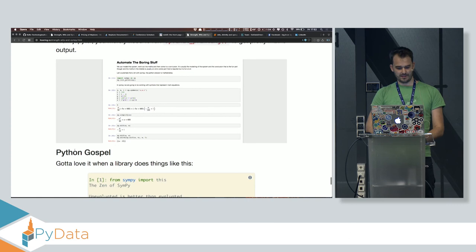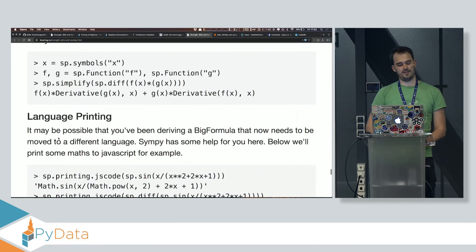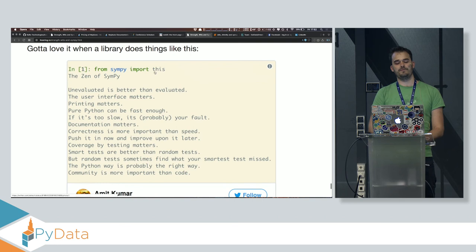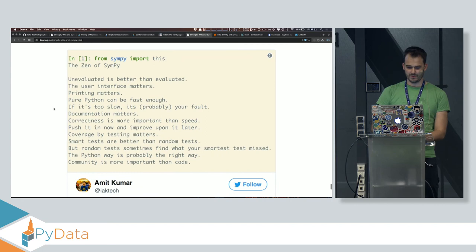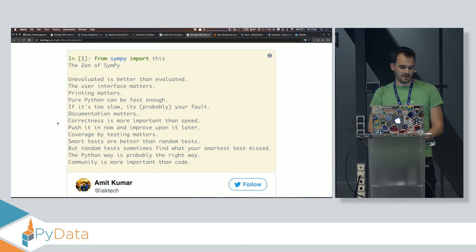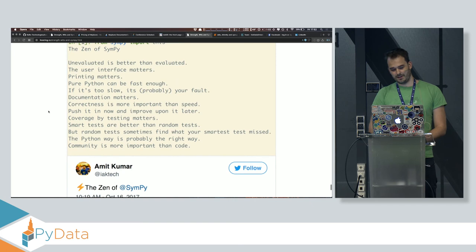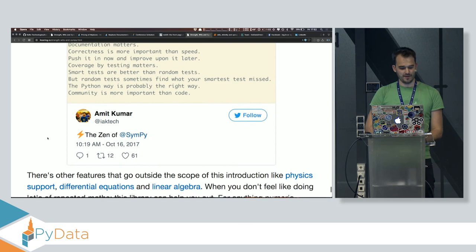You can even have the language be outputted so you get code out, and the pretty LaTeX stuff that I showed you. Another feature that I really, really like is the committers of this package have recently put something up. So if you're in SymPy and you say from SymPy import this, you will get something called the Zen of SymPy. It's all about the joy. Unevaluated is better than evaluated. The user interface matters. Printing matters, and pure Python can be fast enough. If it's too slow, it's probably your fault. Documentation matters. Correctness is more important than speed. Push it in now and improve upon it later. Coverage by testing matters. Smart tests are better than random tests, but random tests sometimes find what smartest tests missed. The Python way is probably the right way. Community is more important than code.